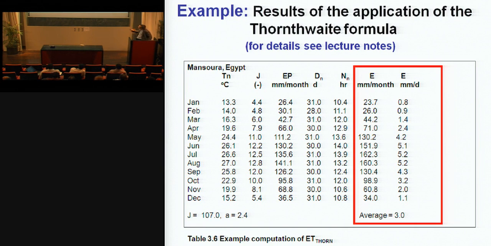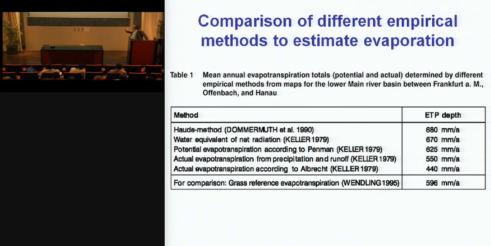Here is a comparison of different methods. Haude method is the one that's popular in Germany. Net radiation, potential, the Penman method, etc. And you see that the grass reference evaporation has, for instance, 600 millimeters or 596 in this specific city in Germany per year. And you see that different formulas give quite different examples. So easily plus minus 20–25% even, depending on how you look. So you'll be aware of that.